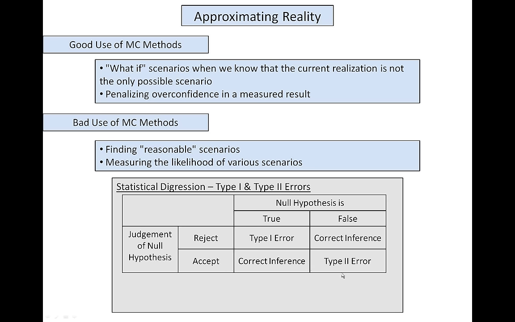And how this relates to Monte Carlo methods is that Monte Carlo methods are really good at helping us understand type 2 errors. That is, avoiding accepting knowledge which is in fact false.